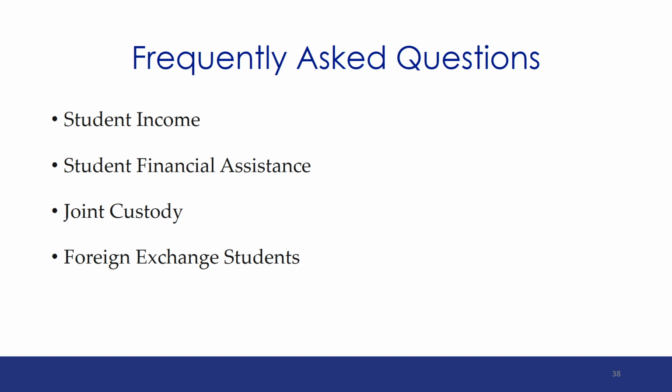Joint custody. Both households may apply for meal benefits. However, if the eligibility determination is different, the student is approved with the greater benefit regardless of which parent they are living with. Approval letters are only sent to the household that applies for meal benefits. And foreign exchange students, they are considered a member of the household with whom they live. Their application is approved based on household size and income.